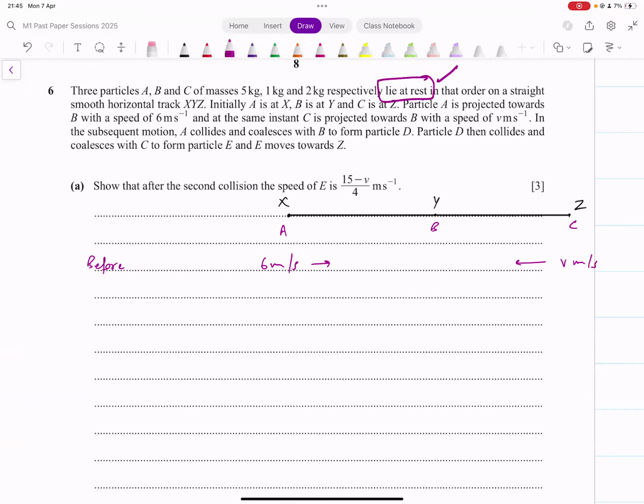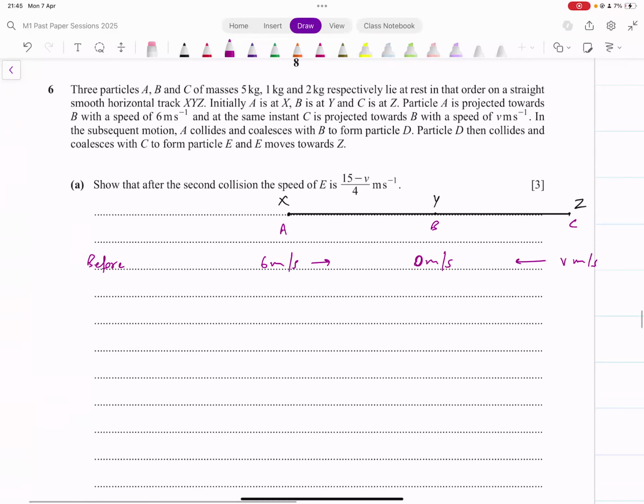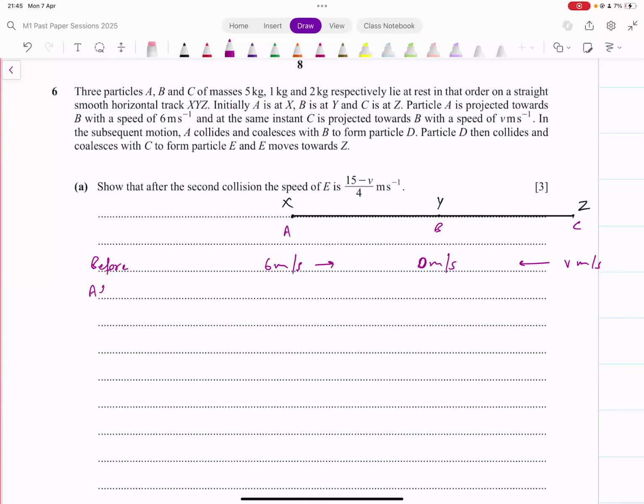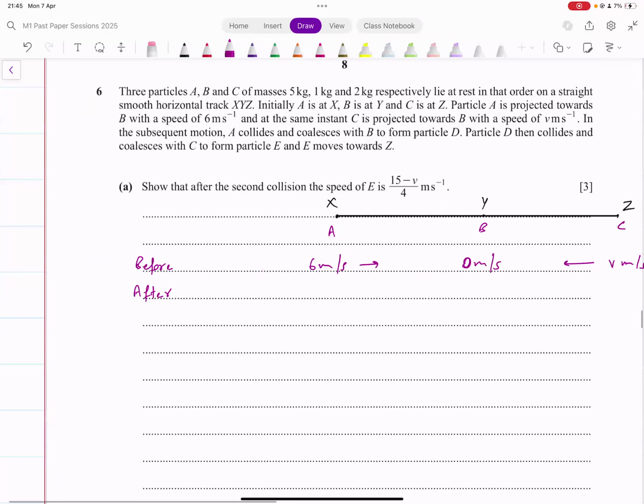Initially, all the particles were at rest, right? So A is projected towards right, B is still at rest. So let's say this is 0 meters per second. Okay. Now, this is the situation before the first collision. What happens after the first collision? So this is for the first collision. What happens afterwards?